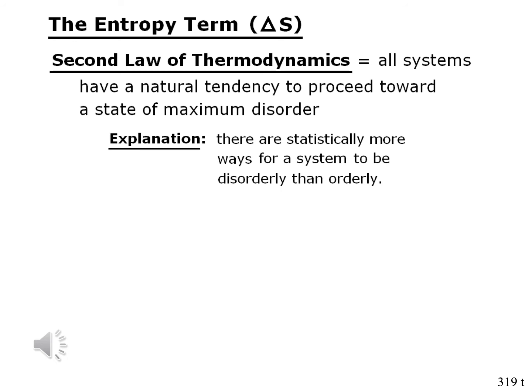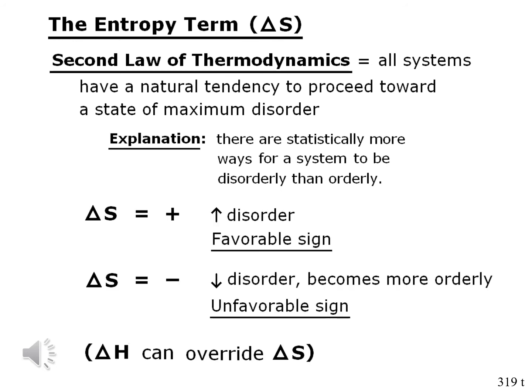Another way that they sometimes state this law is that for any spontaneous process, the entropy or disorder of the universe increases. And we already talked about why this is. There are statistically more ways for something to be disorganized than organized. I'm sorry, I said that backwards. There's more ways for something to be disorganized than there is organized. Therefore, the increase in delta S, or the positive sign, is the favorable one, and the negative S is the unfavorable one.